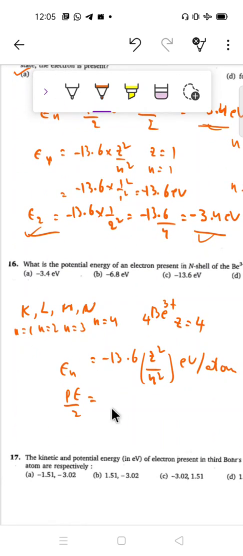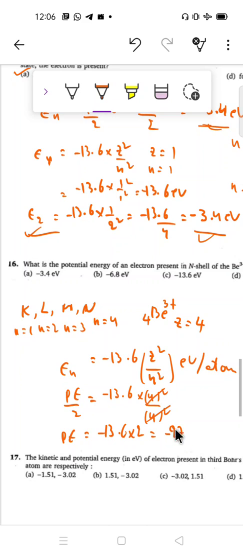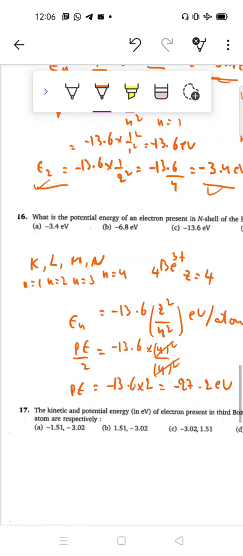Then substitute all those things. 13.6, Z is equal to 4, N also 4, square it. Both of them cancel each other. Then potential energy is equal to minus 13.6 into 2, that is, minus 27.2 electron volts. This is very easy. In this way you can understand this problem.